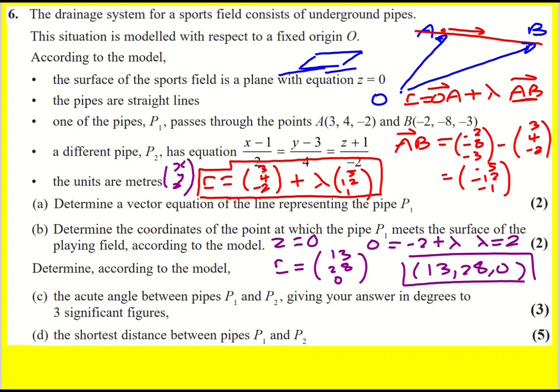Now determine the acute angle between P1 and P2, giving our answer in degrees. The way we want to do this is to use the dot product. I'm going to need a vector in the direction of the first pipe, which I have because it's AB, and then a vector in the direction of the second pipe, which I do not have at the moment. Then I'll be able to use the dot product or scalar product.